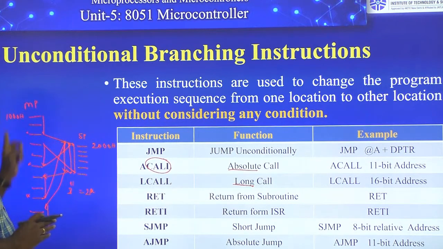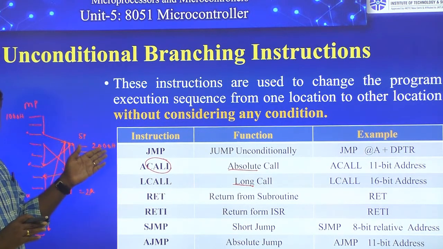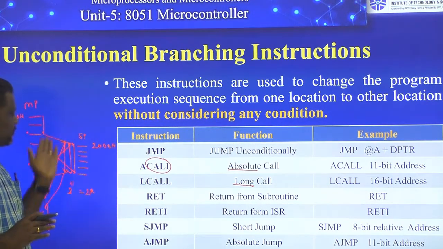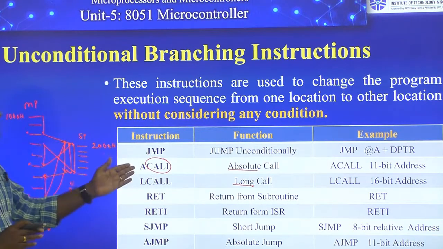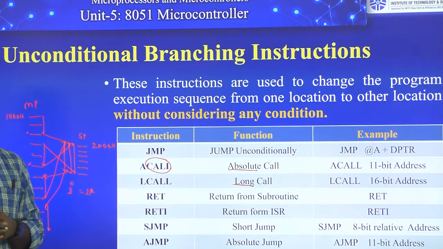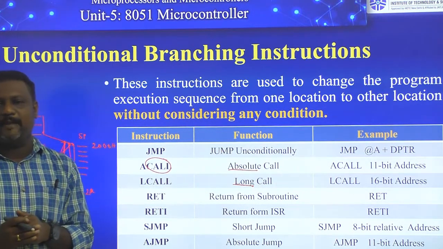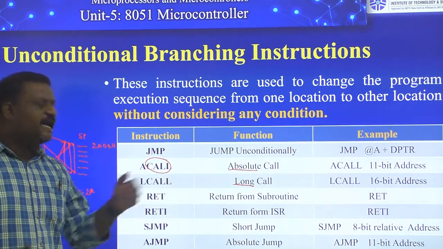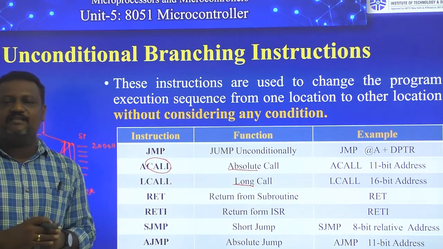My main program finishes before this 2K. I can call this subprogram with the help of the ACALL instruction, because the distance between the main program and subprogram is not more than 2K. If it is more than 2K, then I have to use the other variant, that is LCALL.